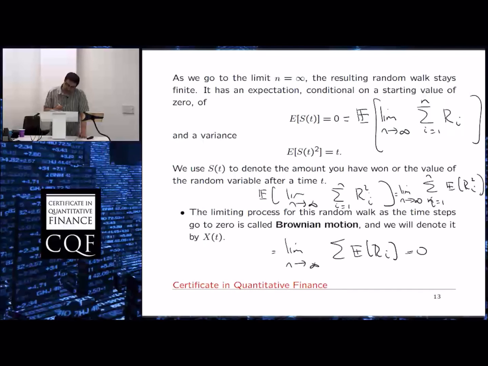I want to write it down. Shall I do it over here? So this is equal to the limit as n tends to infinity of n lots of, in here you've got a half times root t over n, squared, plus a half times minus root t over n, squared.